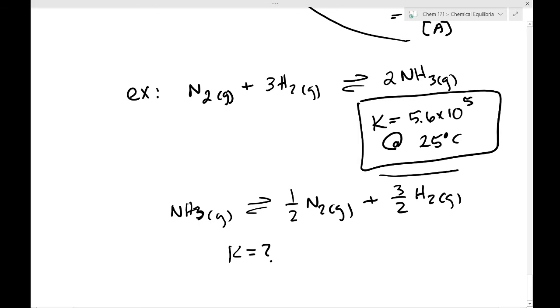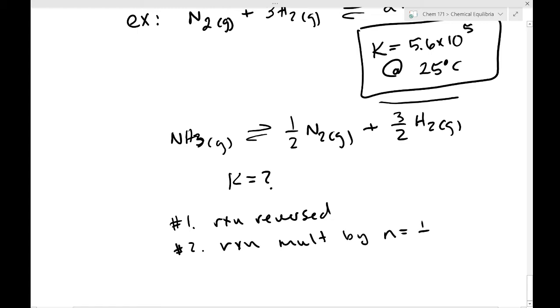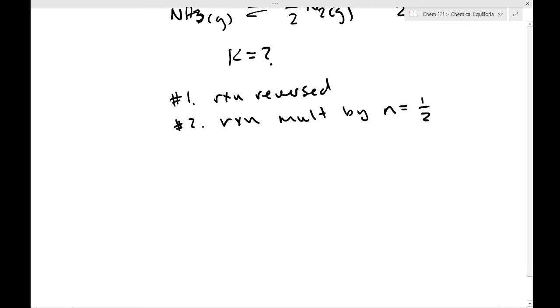Well, two things are happening here. Two things are happening in the original reaction, right? Number one, the reaction is reversed. And number two, the reaction is multiplied by n equal 1/2. We're taking half of the original equation. So the first step, number one, when the reaction is reversed, we take the inverse of K.